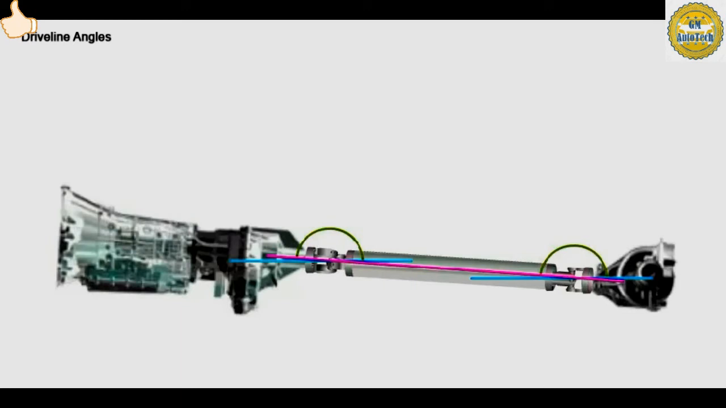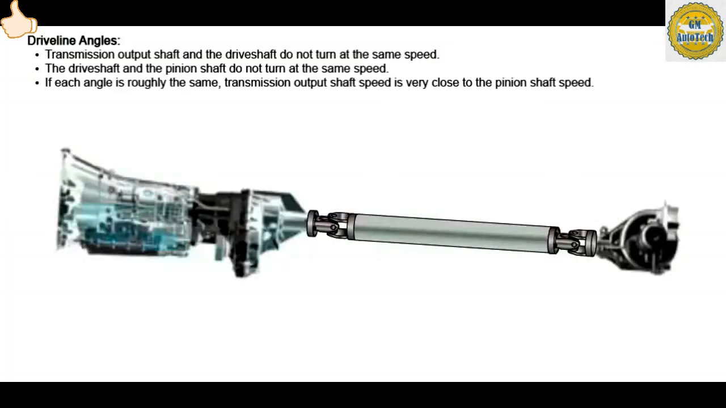As the output shaft rotates, the drive shaft speeds up and slows down. You now know that the transmission output shaft and drive shaft do not turn at the same speed. Because of the second U-joint, the drive shaft and pinion shaft don't turn at the same speed either. If each angle is roughly the same, they cancel each other out, and the transmission output shaft speed is very close to the pinion shaft speed.